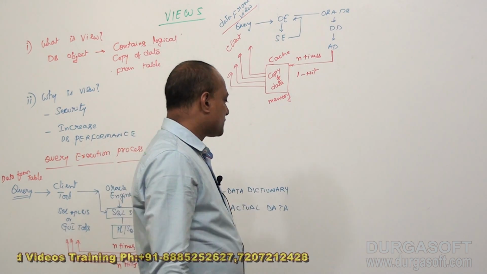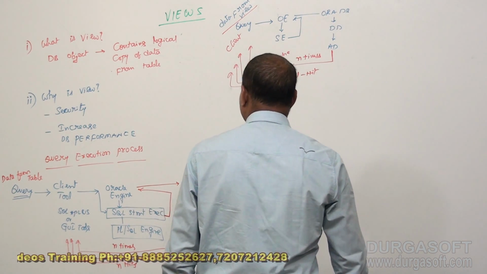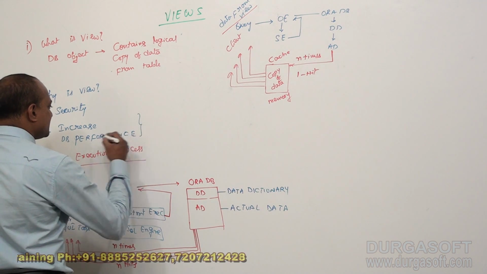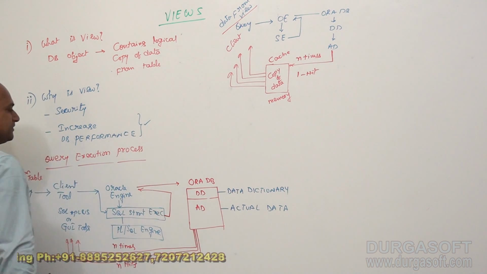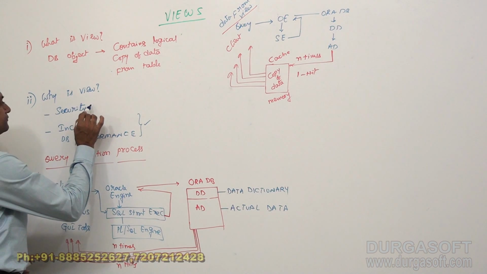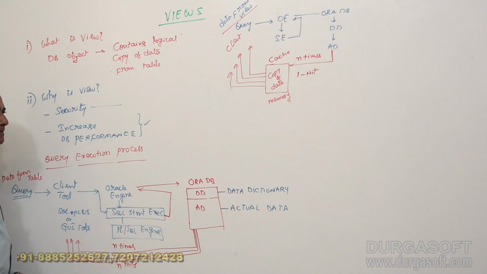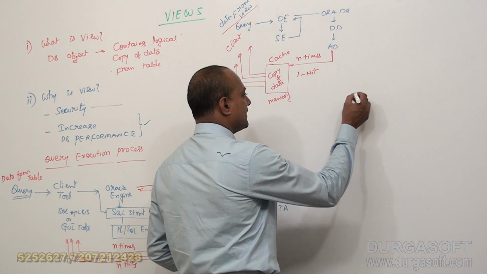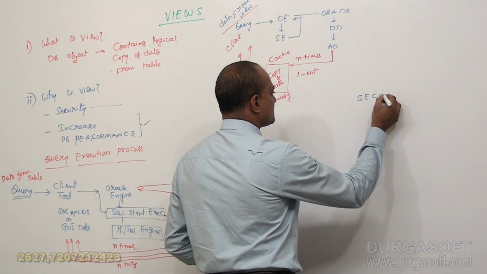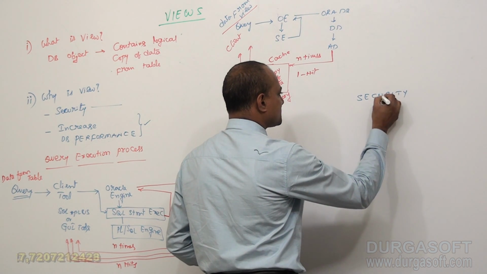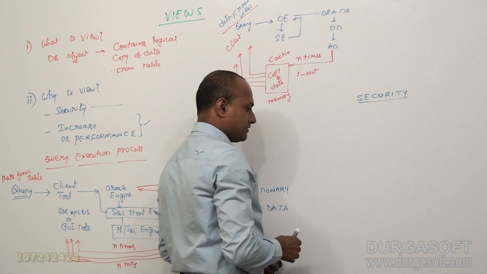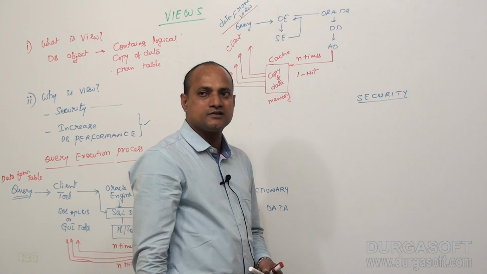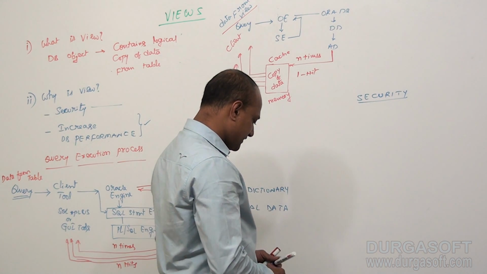Let me explain one more sample scenario of how a view provides security. We just verified how it increases database performance. Now, how does a view provide security? According to the security perspective, this is the scenario. Let me completely explain this theoretical part, then you can understand. How does a view provide security? Listen carefully.